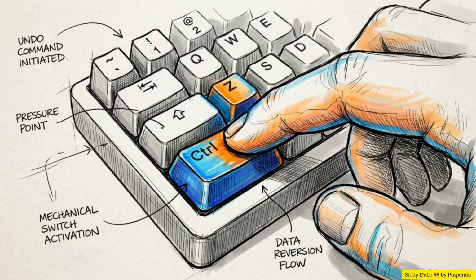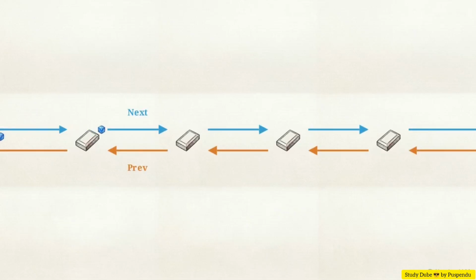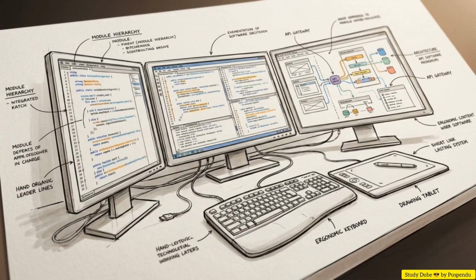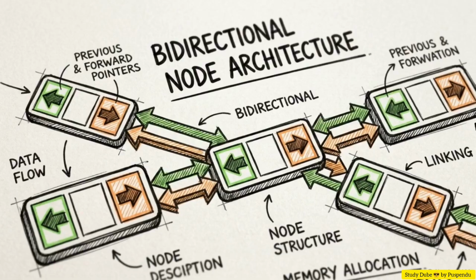Real-world applications require more flexibility. Features like an undo button in a text editor or dynamic memory management rely on structures that can move both forward and backward at will. A basic one-way list is simple to build, but it lacks the maneuverability required for the complex, unpredictable tasks of modern software. To solve this one-way problem, computer scientists introduced a structural upgrade, the doubly linked list.